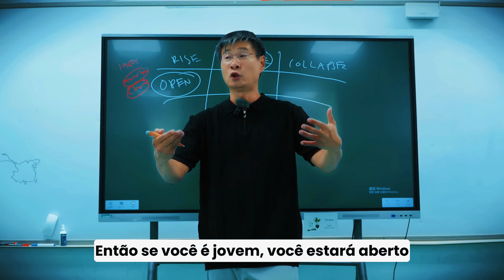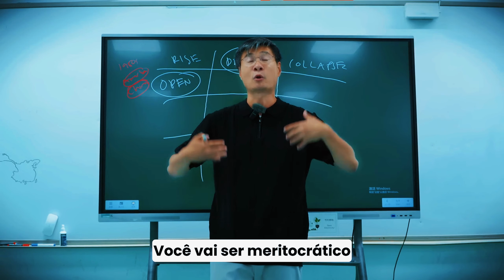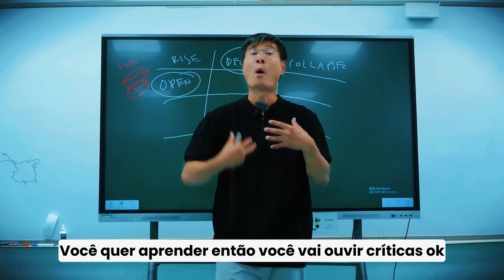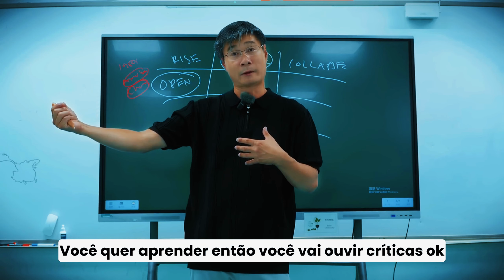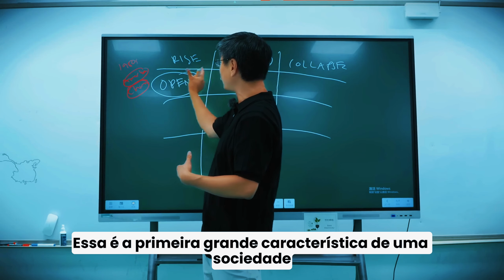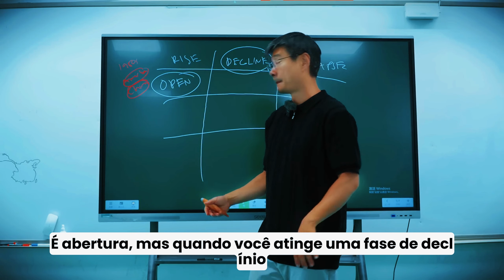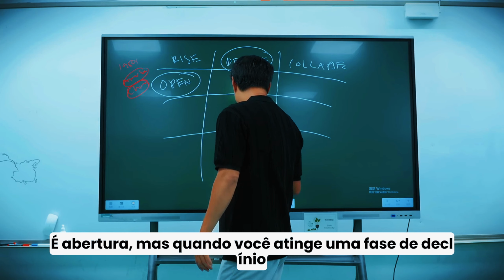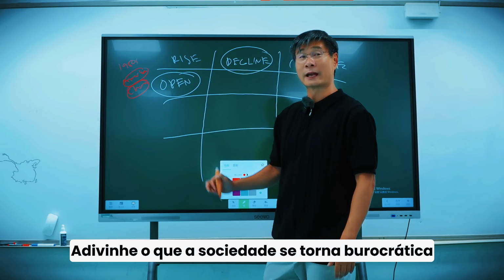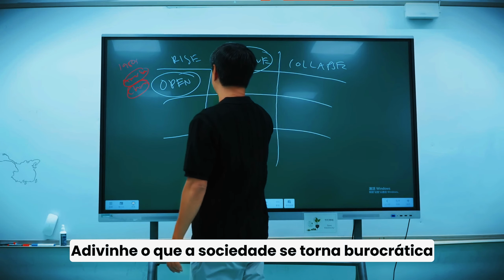So if you're young, you're going to be open. You're going to be democratic. You're going to be meritocratic. You want to learn, so you will listen to criticism. Okay? That's the first great characteristic of a society on the rise. It's openness. But when you reach a decline phase, guess what? Society becomes bureaucratic.